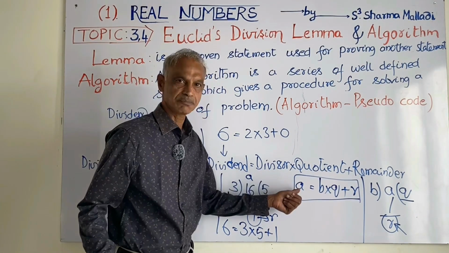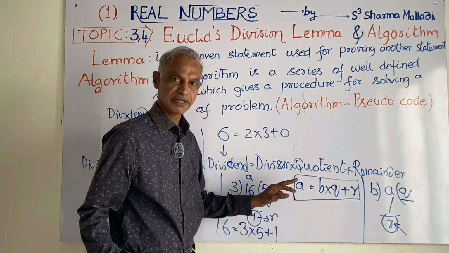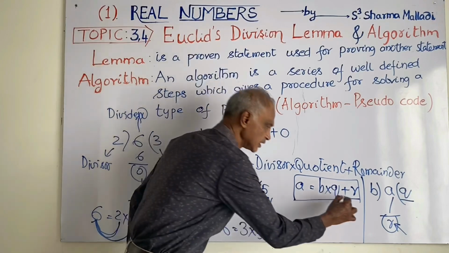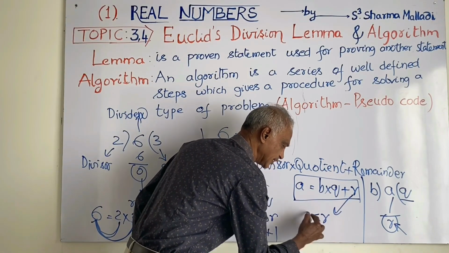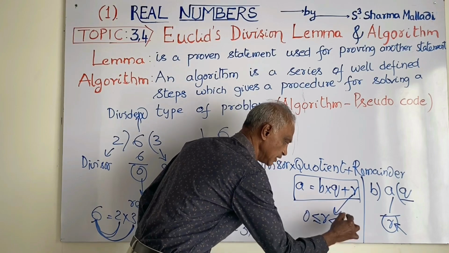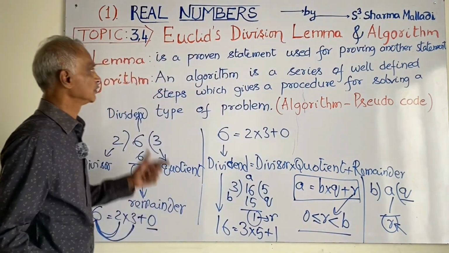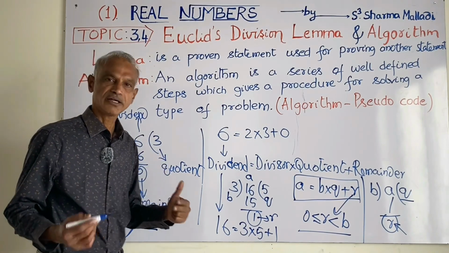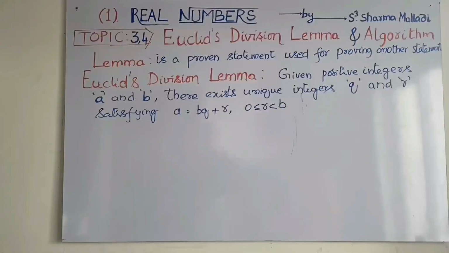So this is very important. Dividend is equal to divisor into quotient plus remainder. This remainder may be equal to 0 or greater than 0, but it should be less than B. You should understand this one. Then you can go to Euclid's division lemma. What is Euclid's division lemma? Next I will tell you.